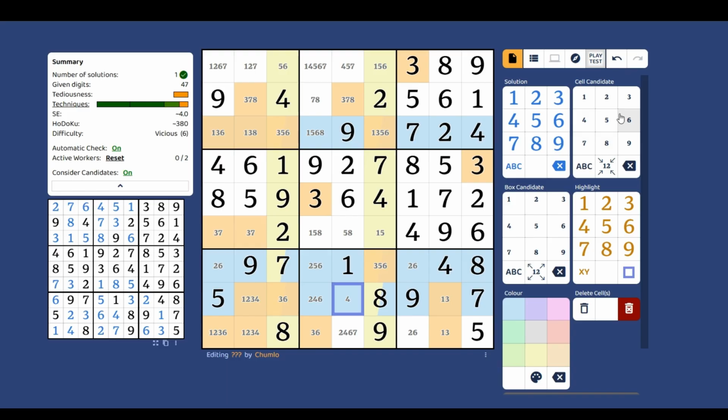So the cool thing about Sashimi X-Wings is that both of the cells can qualify as fins, and you can make 2 eliminations instead of just 1.